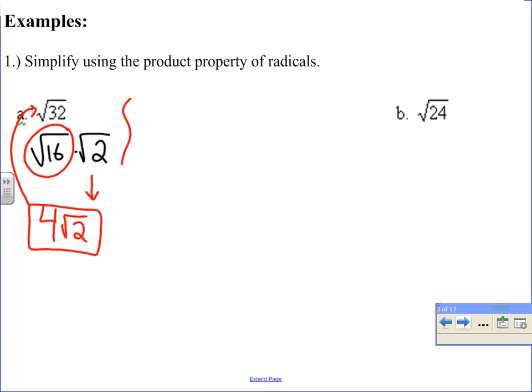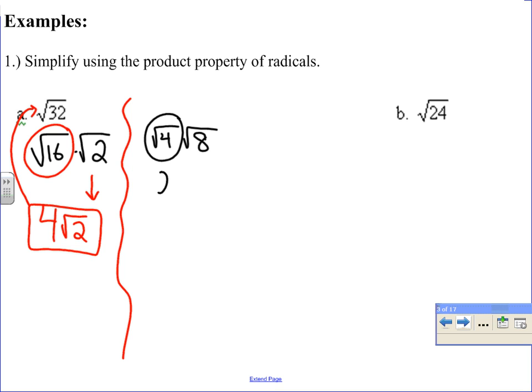Now let me show you the same problem, but let's say you don't understand why use the largest perfect square. So let's say you started it and you changed 32 to be square root of 4 times square root of 8, because we know 4 divides into 32 8 times, and we know 4 is a perfect square. So you can still change it to be any perfect square. I just want to show you that it's easier using the largest perfect square.